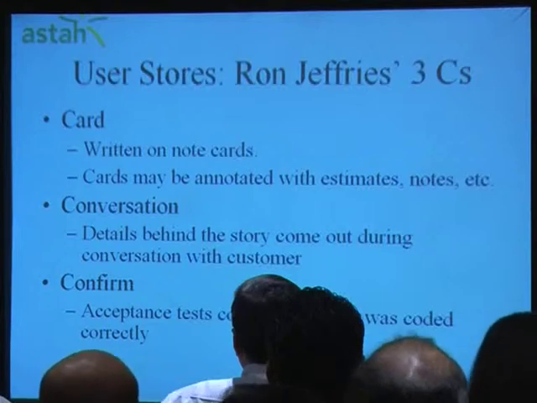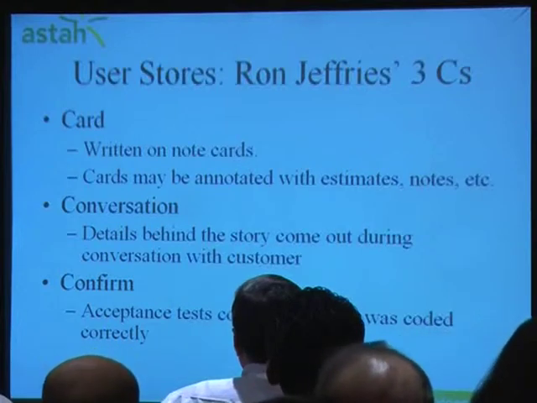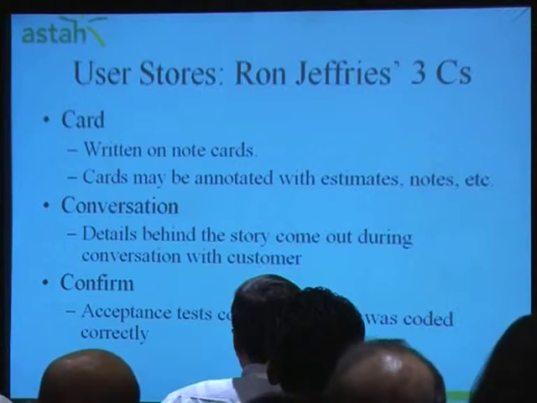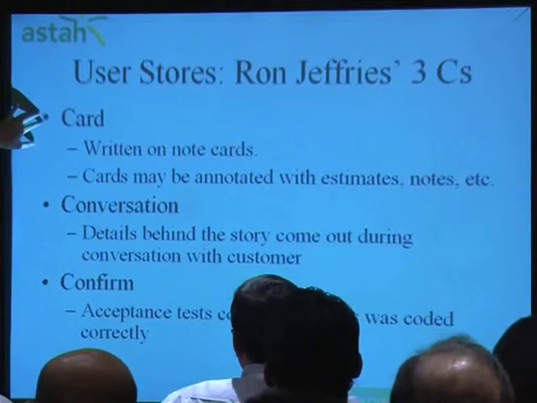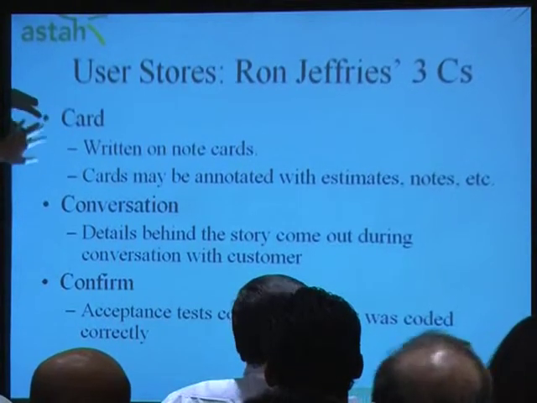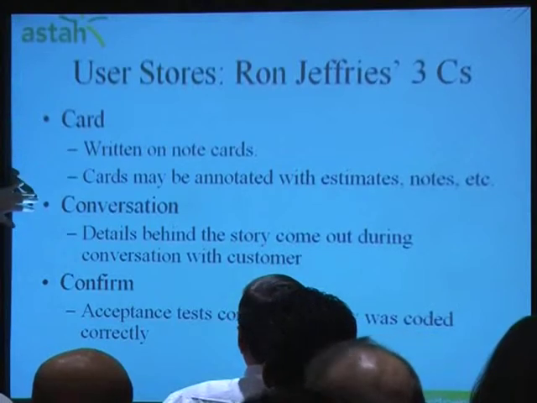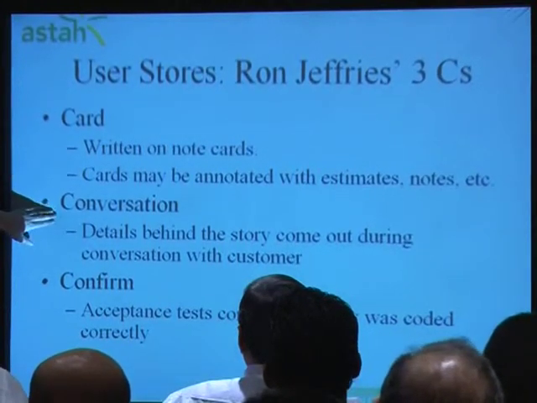So Ron Jeffries calls this the three C's. Here are the three C's of user stories. It's written on cards. So the card works as a note, a key to conversation. So conversation is the key, the detail behind what happened. The three C's of story card, user story. And Mike Cohn also says a lot about user stories. Thank you, Ron. Thank you very much.